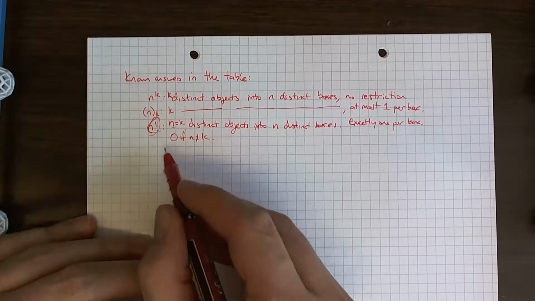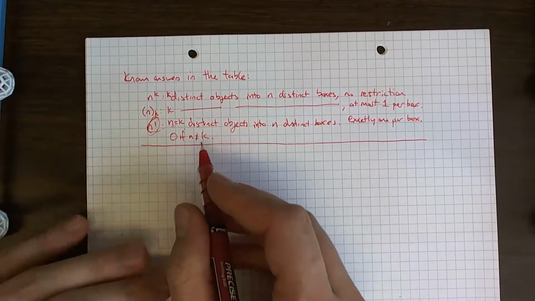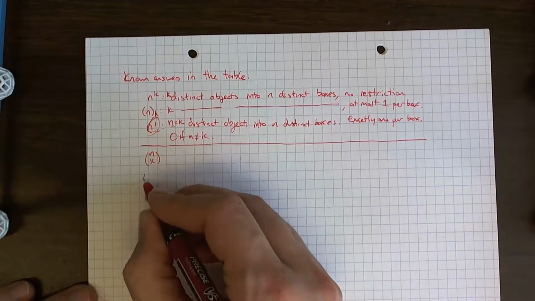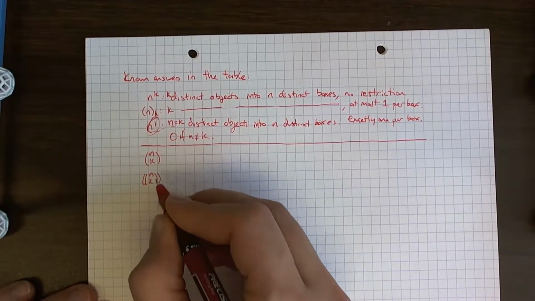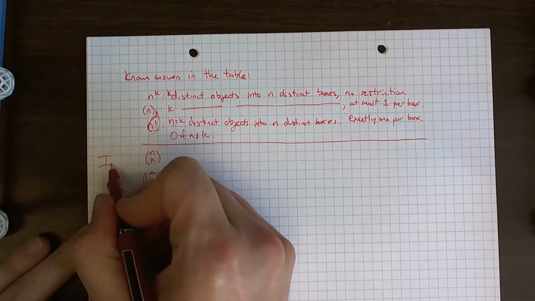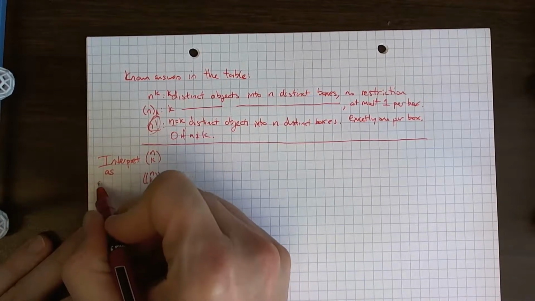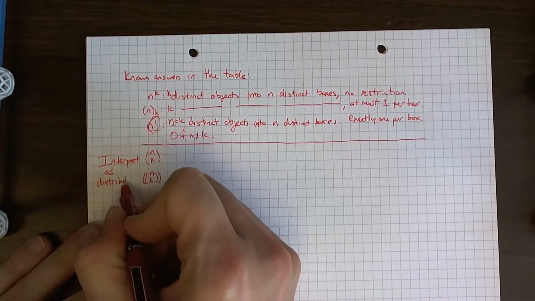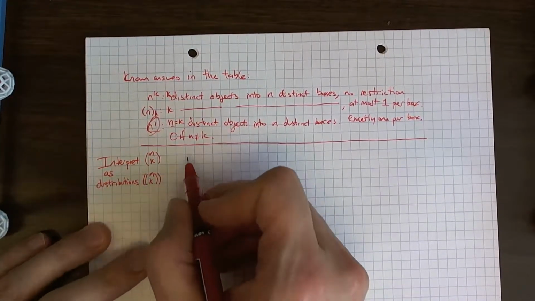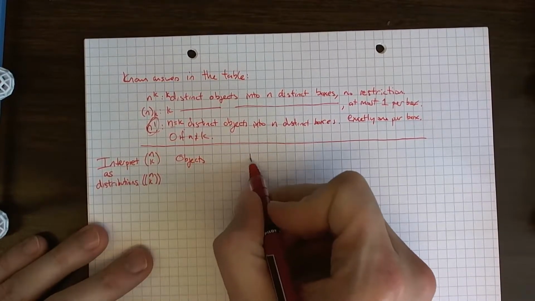All right, there's 2 other objects that we counted in the first week: n-choose k, and n MultiChoose k. So let's interpret n-choose k and n MultiChoose k as distributions. In order to do that, we have to figure out what are our objects and what are our boxes.